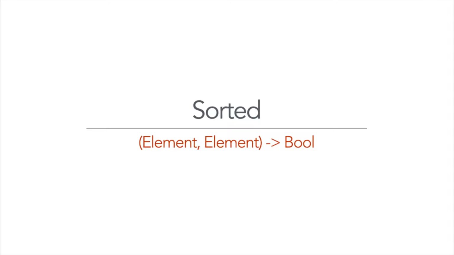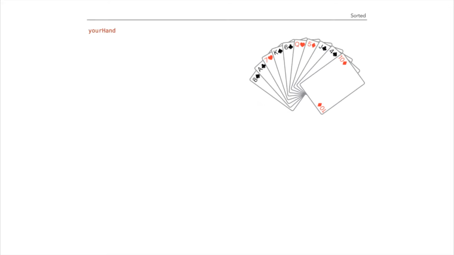Another higher order function is sorted. Sorted takes 2 elements and gives us a bool to say, are they in the correct order or not? So we pass a function in that says, what's the order we expect any 2 elements to be in? Suppose this is your hand. Now, depending on the game you're playing, you might want to order it different ways. For instance, here's how we could do it in order from low to high by comparing ranks.